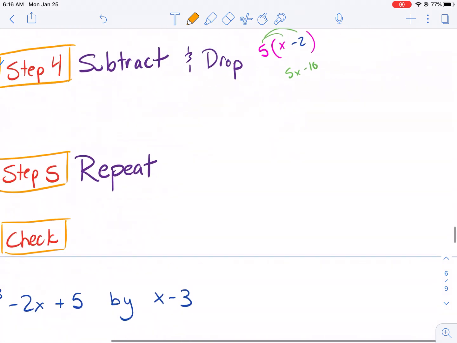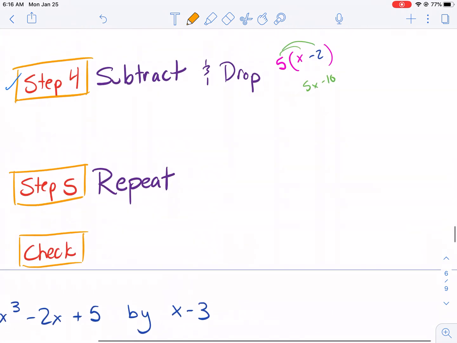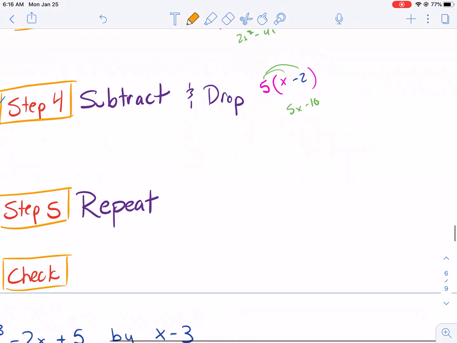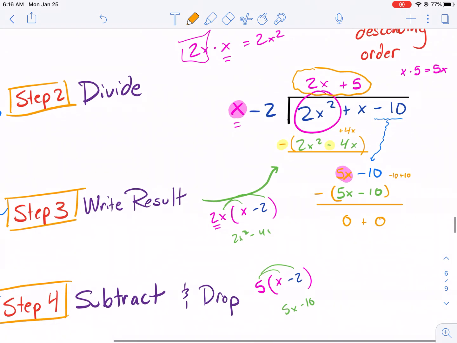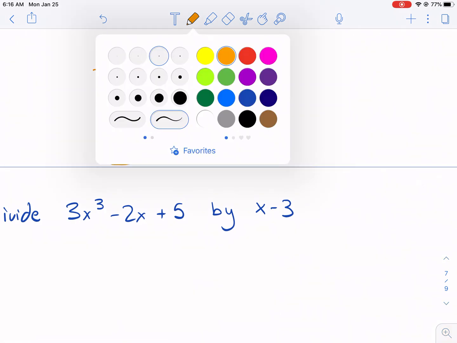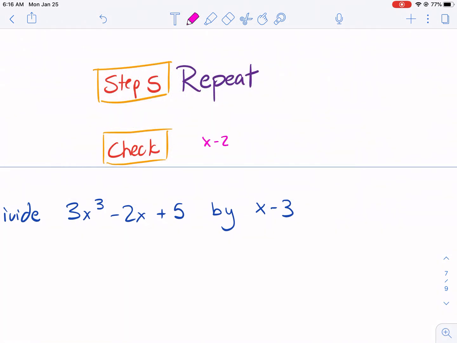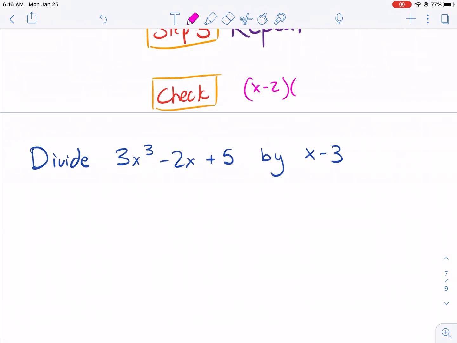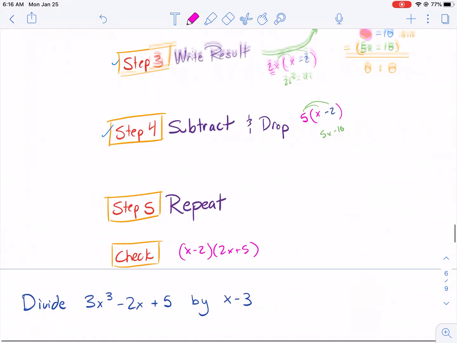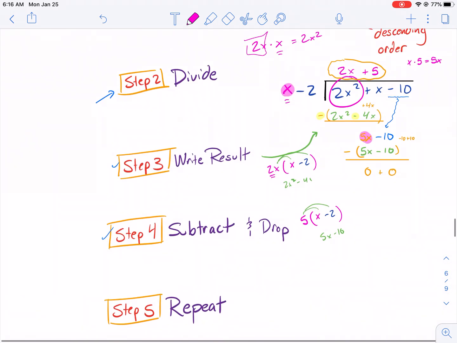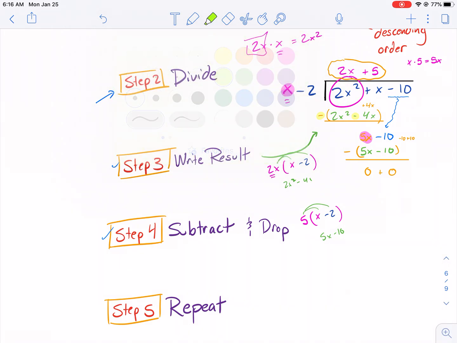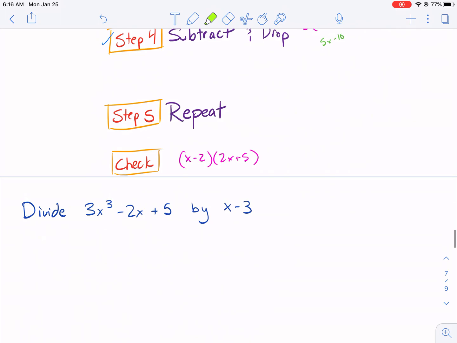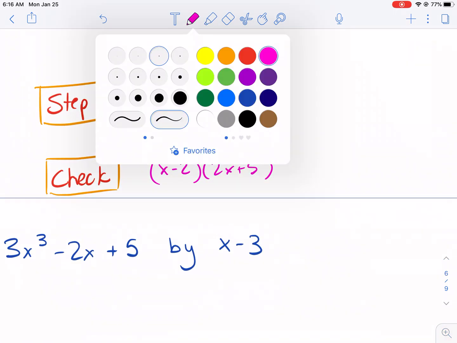Okay? Now, what's the last step? Check. Okay, so we're done with the repeat. We repeat that as many times as necessary. Now we're going to check our answer. We have 2x plus 5 and x minus 2. What we can do here is we have x minus 2 and then 2x plus 5. The check process means that we're going to multiply these together to see if we got what's underneath the parentheses. I know this is very messy, but we want to see if it gets us this as our answer.